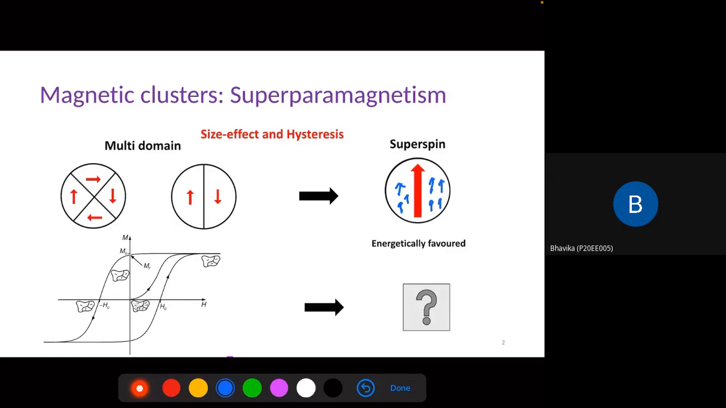And this is why we call it a super spin. So now the question is how the corresponding hysteresis loop would look like.